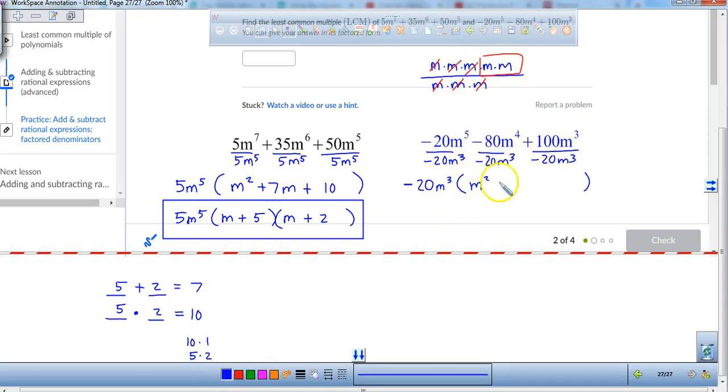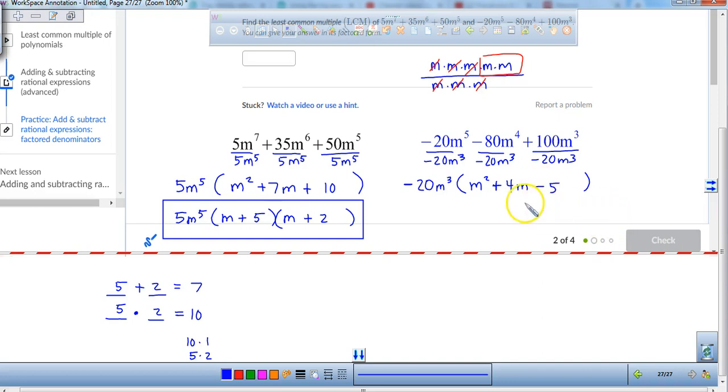Now negative divided by negative is a positive, so right there I'm going to put a positive. And then we have 80 divided by 20, which is 4. So 4m, because 4 minus 3 is 1. That's called the quotient property. And then we have 100 divided by negative 20, which makes that a negative 5.